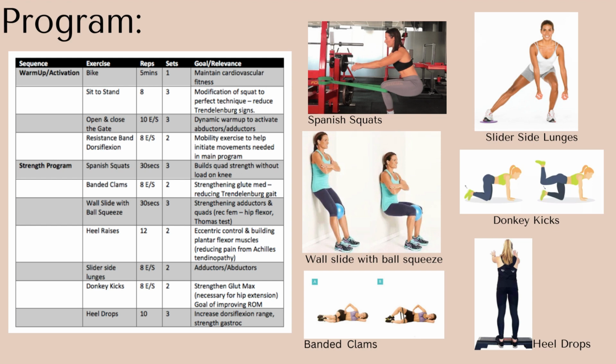The sit-to-stand will be used to correct technique of the squat and focus on reducing the noticeable Trendelenburg sign, which is excessive pronation and hip and knee valgus. The open and close the gate exercise will be used as a functional dynamic warm-up to activate abductors and adductors. The final warm-up exercise, the resistance band dorsiflexion, is to activate the ankle dorsiflexor muscle group.